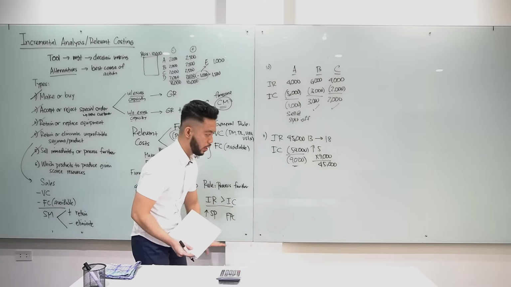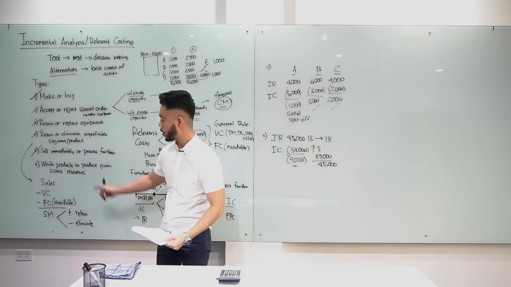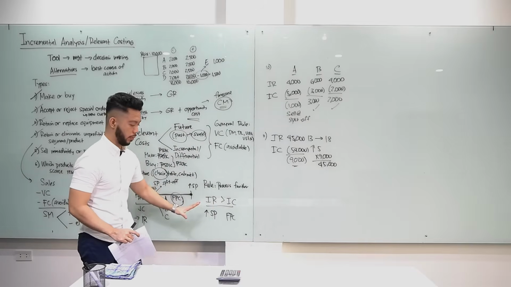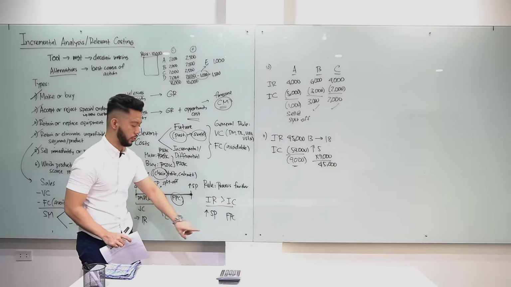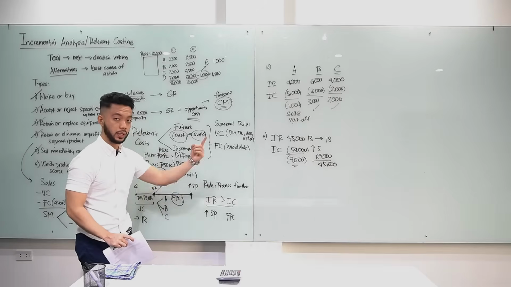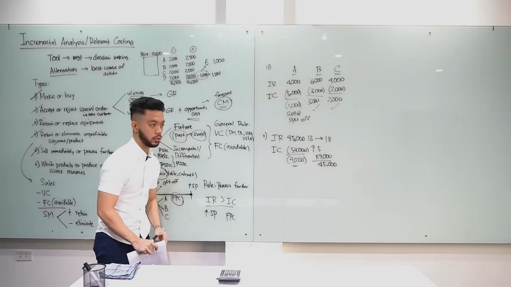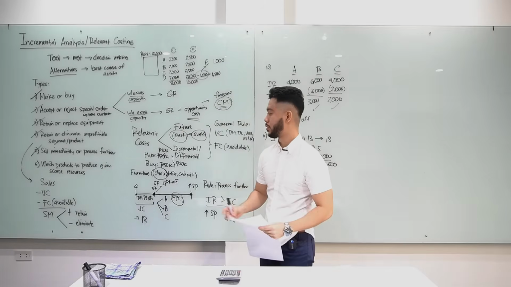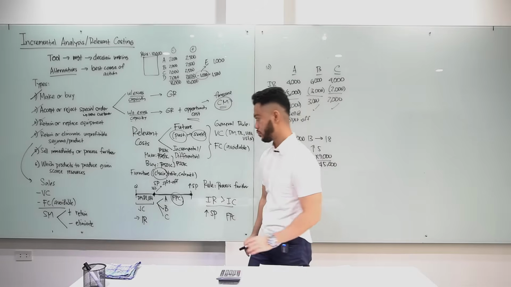So, ulitin ko lang, how do you know if you sell immediately or process further? Apply mo lang to. Incremental revenue, pag mas mataas sa incremental cost, process further mo siya. What is incremental revenue? Increase in selling price. What is incremental cost? Further processing cost. Okay, so that's how you do number 5. Let's go to the last one.